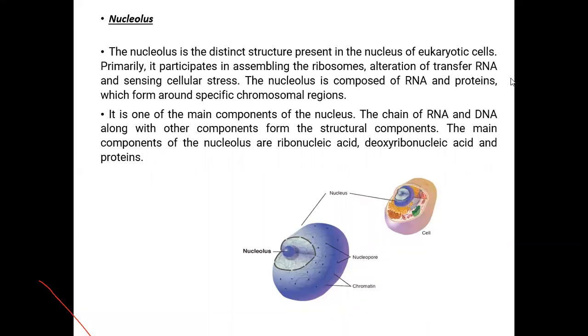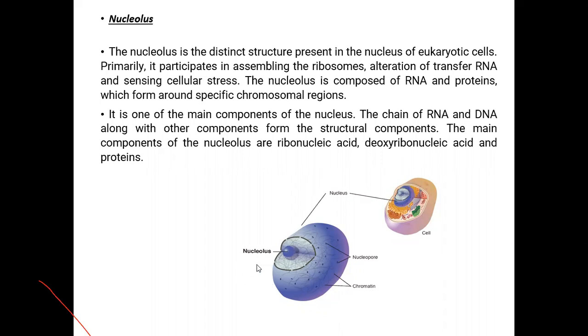And it is composed of RNA and proteins, which form around specific chromosomal regions. It is one of the main components, an important part of the nucleus. The chain of RNA and DNA along with other components form the structural components.